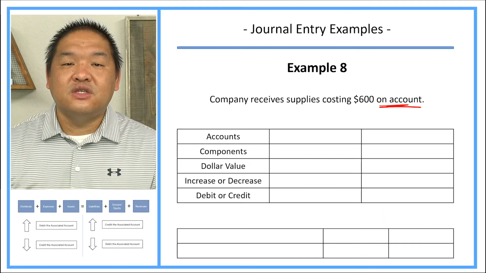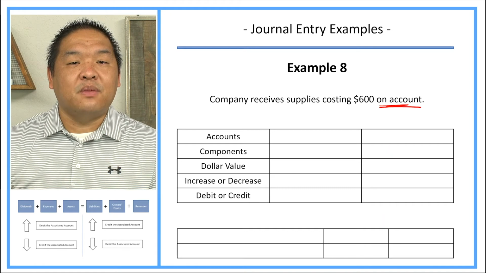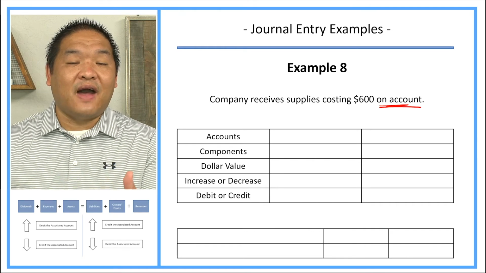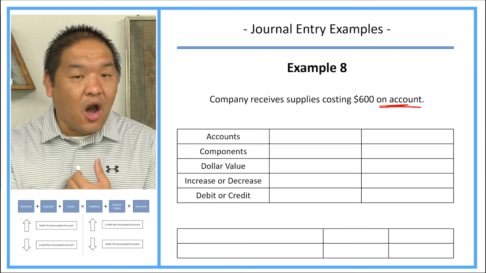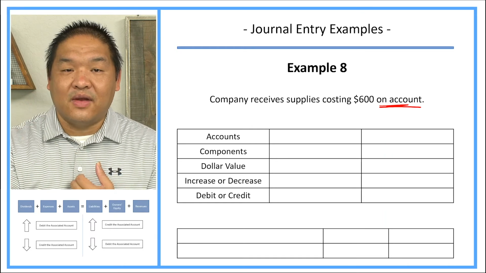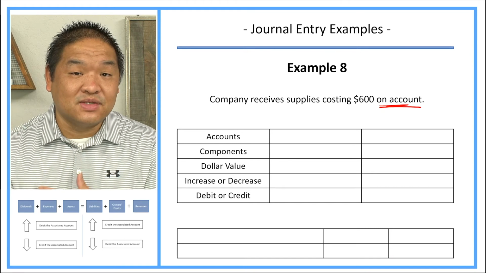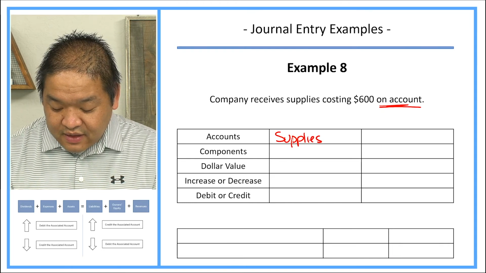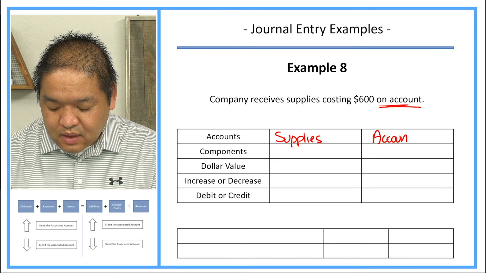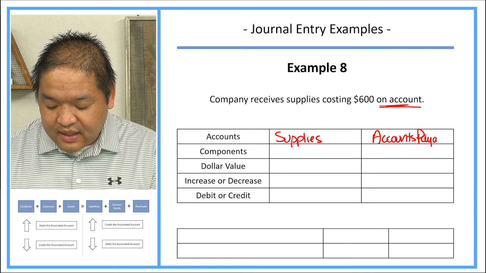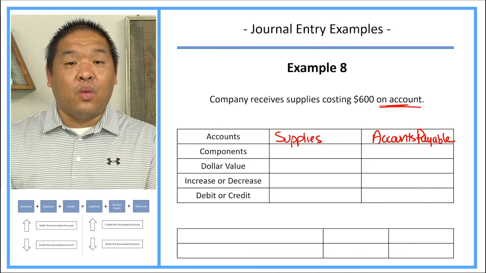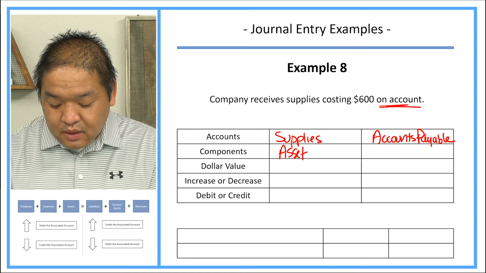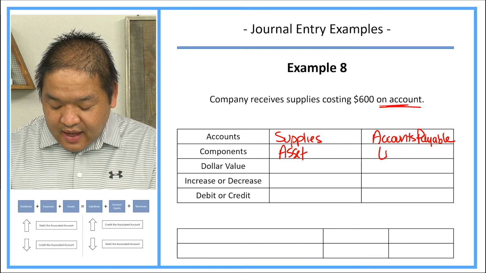How do you know the difference? You got to look at the context. Accounts payable means you owe. Accounts receivable means you receive. In this case, if I'm getting supplies, I must be owing that other person or that other entity. So it's going to be an accounts payable. So I'm getting supplies and I'm giving up accounts payable, or a promise to pay in the near future. All right, what components are each one of these? Well, supplies is an asset. Accounts payable is a liability.